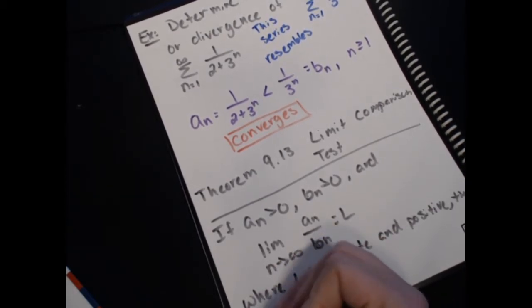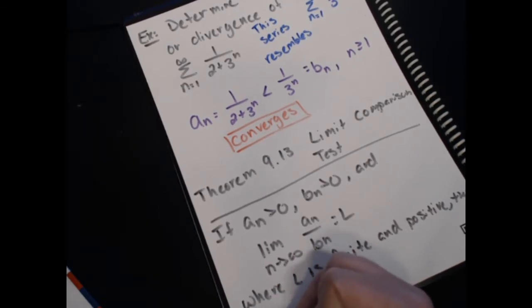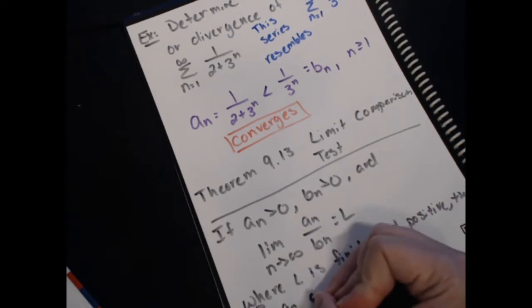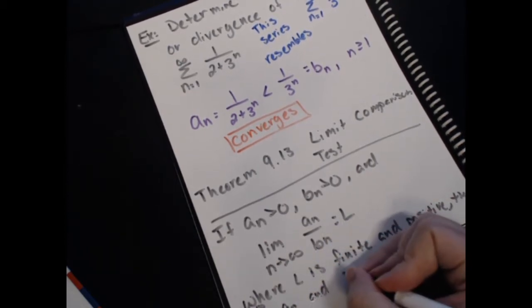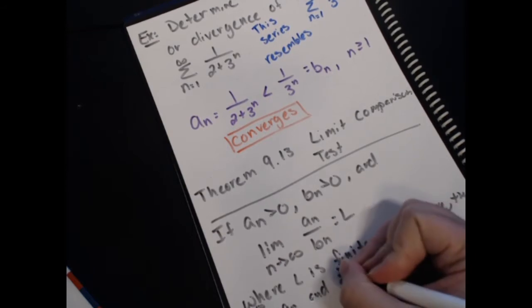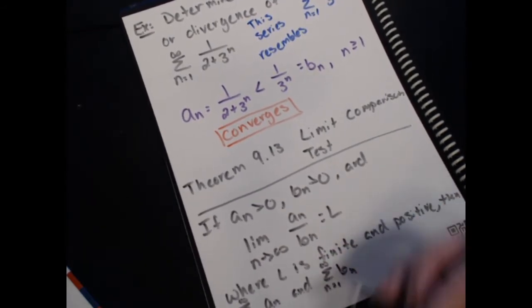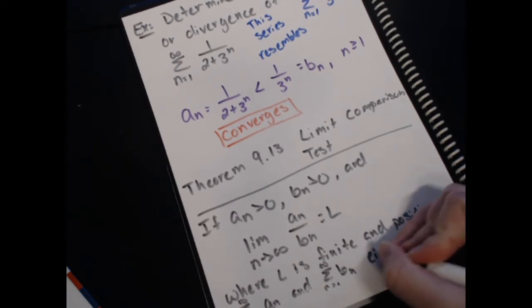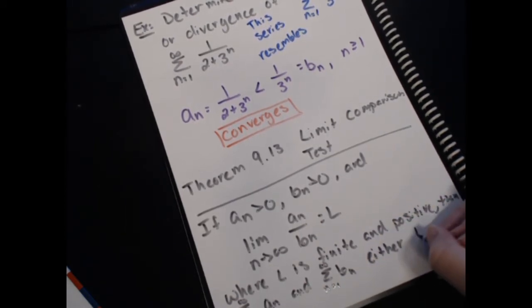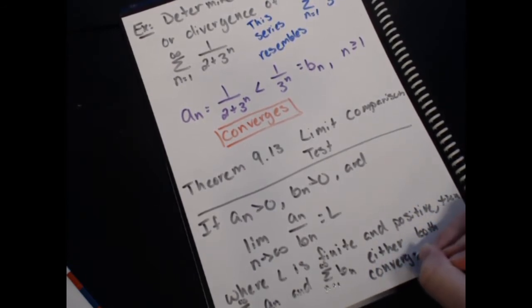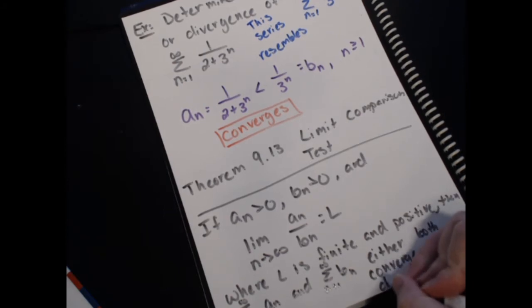the summation as n equals 1 to infinity of a sub n, and the summation as n equals 1 to infinity of b sub n either both converge or diverge. Wow, I really had to fit that in.